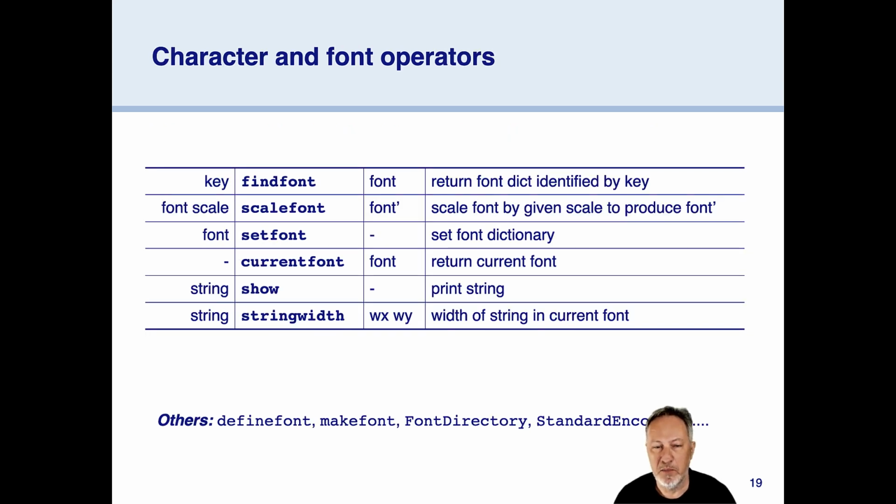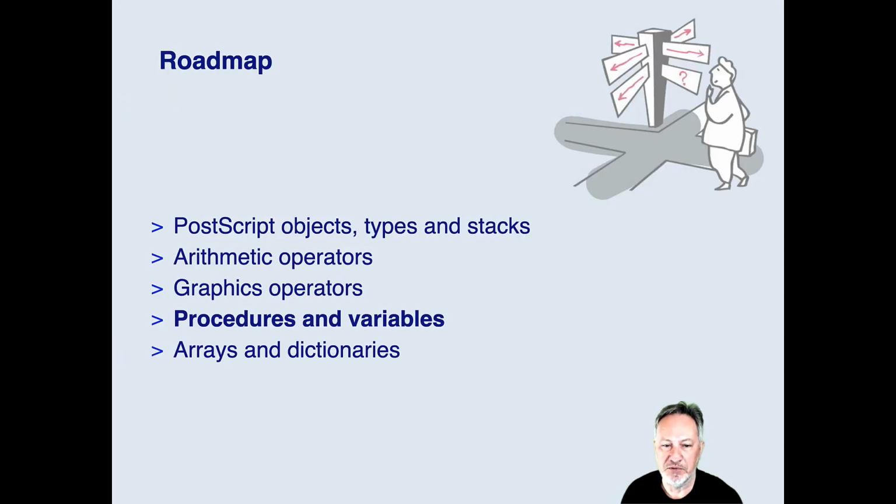So there are a bunch of dedicated operators in PostScript for managing fonts. We've already seen find font, scale font, and set font. We can also ask what the current font is. We've seen how to print a string at a particular location. We can also ask what the width of the string is in the current font, and this will be helpful to us later in a couple of further examples.